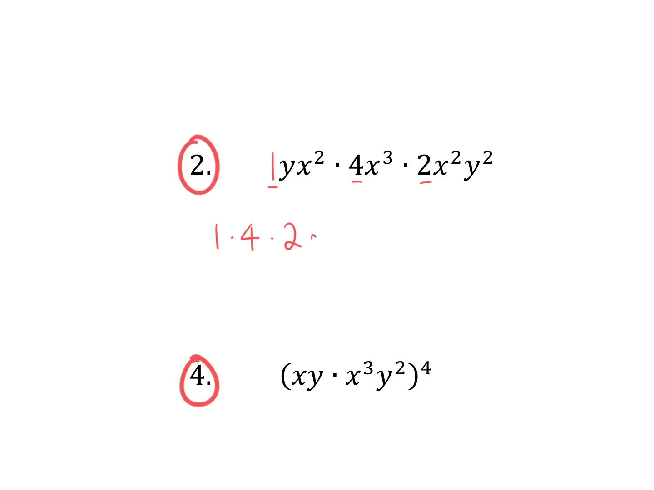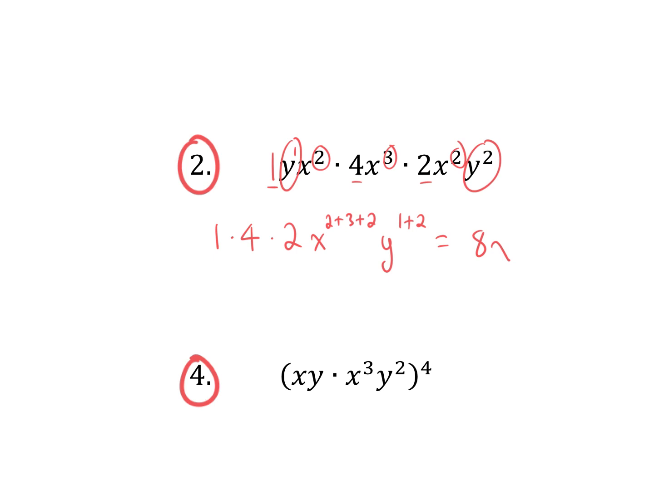We have x's, right? What x's do we have? We got 2, 3, and 2, right? So I'm going to do x. And if we're multiplying, are we going to add or multiply? We're going to add. So 3 plus 2 plus 3 plus 2. And then we have y. We got this is the first power. There's nothing there. It's to the first power. And we got y to the second power. So it's going to be 1 plus 2. Okay, just kind of showing you what's happening here, okay? So 1 times 4 times 2 is going to be 8.